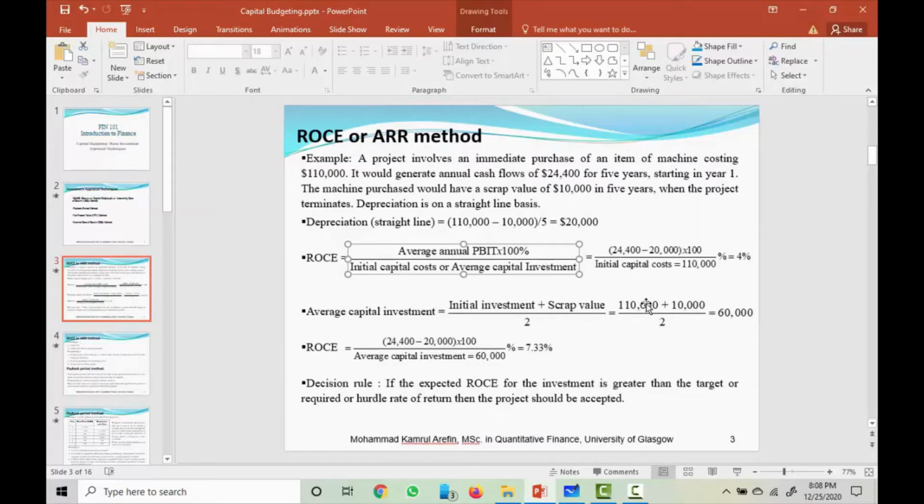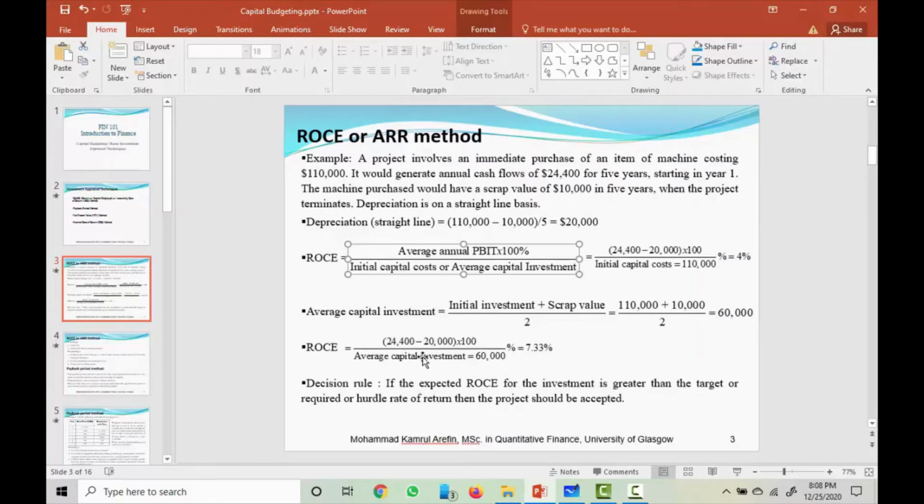So at the beginning of the project, the capital is 110,000, and at the end of the project, the capital amount is only $10,000. That is the scrap value. If you divide it by 2, we will get the average capital investment of $60,000. So return on capital employed, we are calculating again by using average capital investment in the denominator.